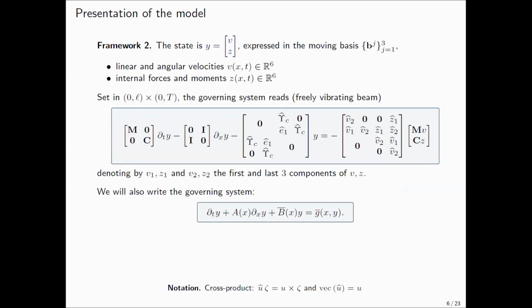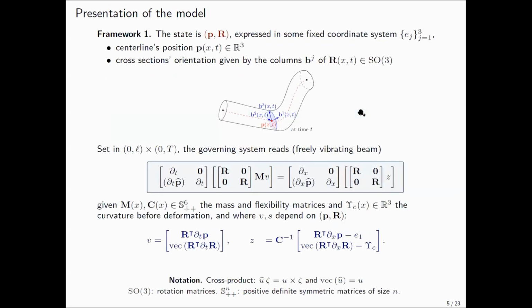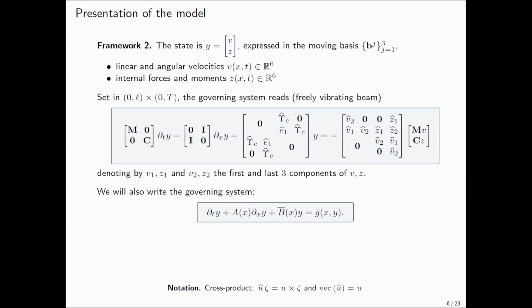The second framework is when you take as unknown Y, which is made of V and Z. So actually, the V and Z that I showed you here have a meaning. V contains the linear velocities and angular velocities, both having values in R3. And Z contains the internal forces and moments. So Y now has values in R12.